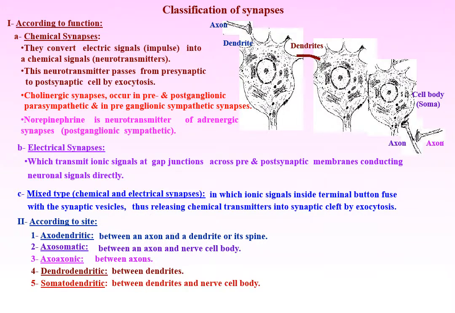Dendrodendritic, between dendrites of different cells. Somatodendritic, between dendrites of one cell and the nerve cell body of the other cell. Somatosomatic, between nerve cell bodies of adjacent neurons.